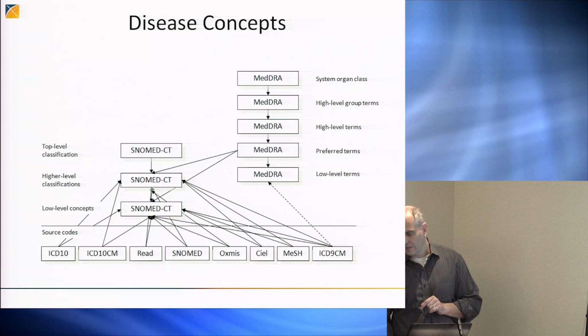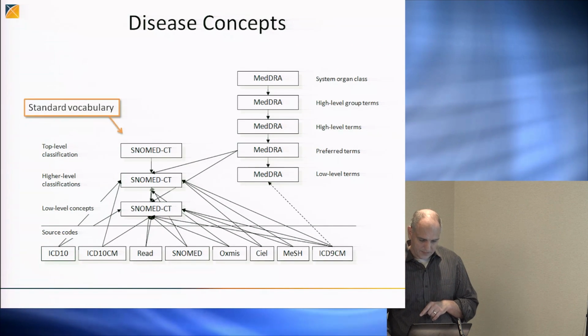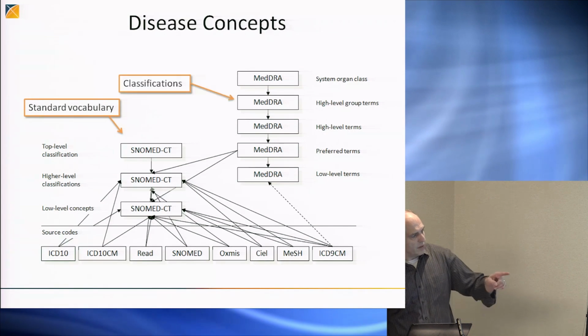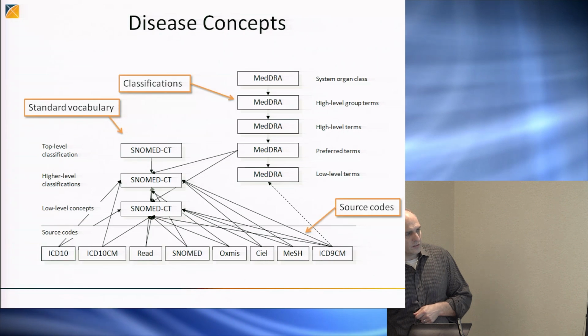The world doesn't function that way, but it's being used, and we support it. Okay, so these are the standard vocabularies, these are the classifications, and these are the source codes.